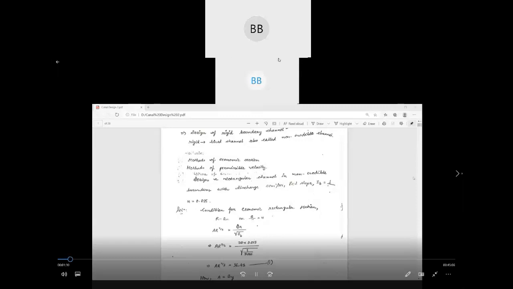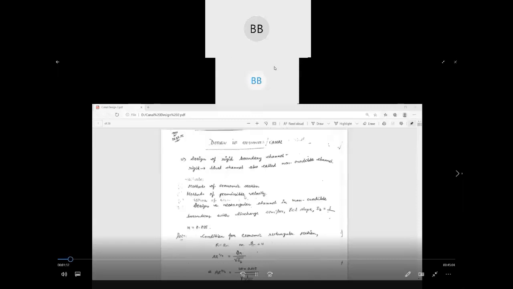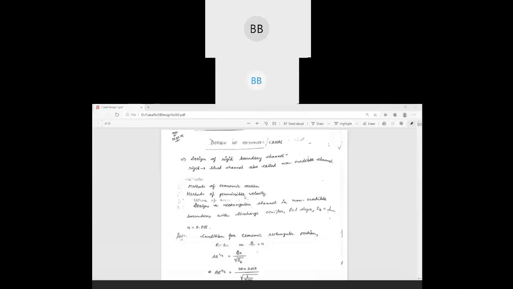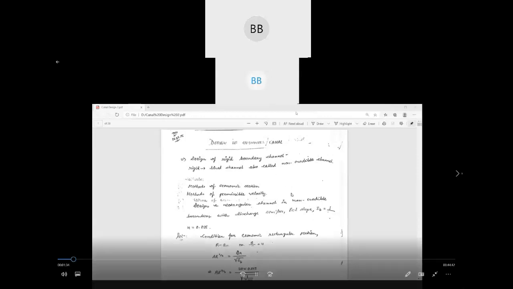We have already completed that canal design process for mobile boundary. So today we are going to discuss the process for designing a canal for rigid boundary, or you can say non-erodible boundary. Designing of rigid boundary canals is also known as non-erodible channel design.